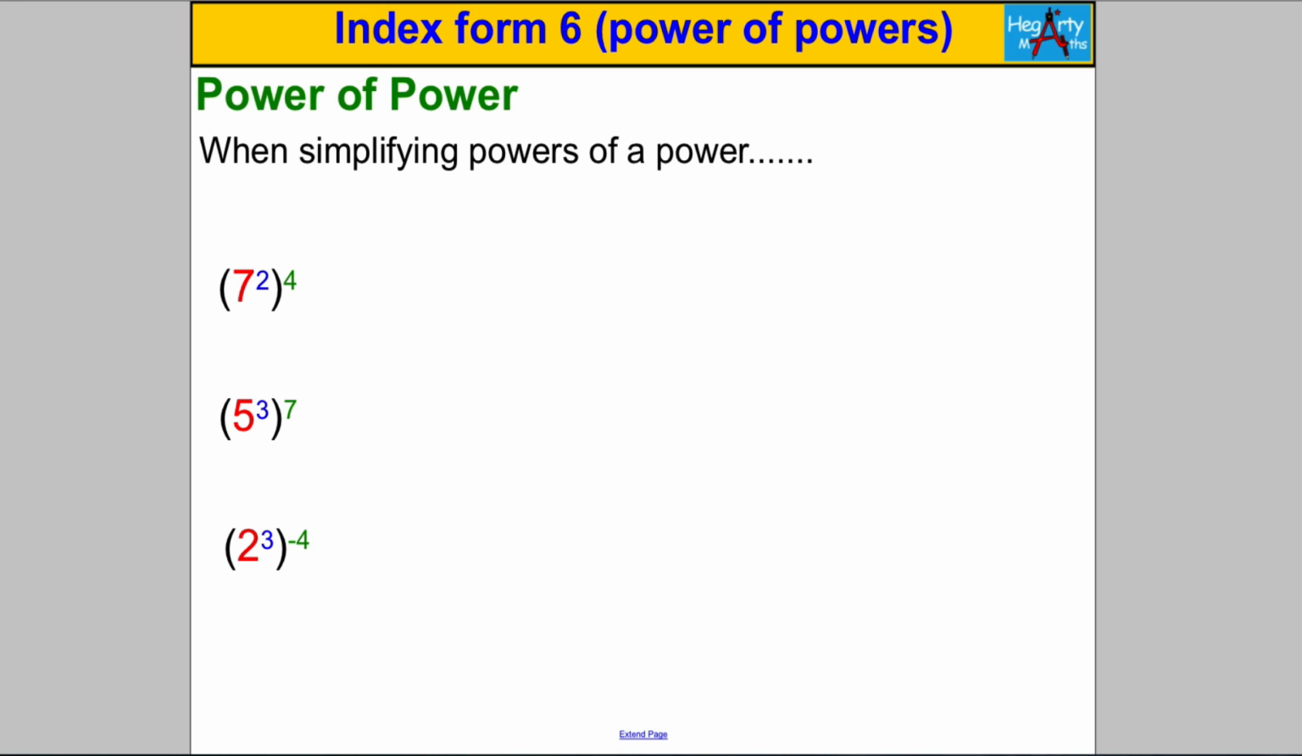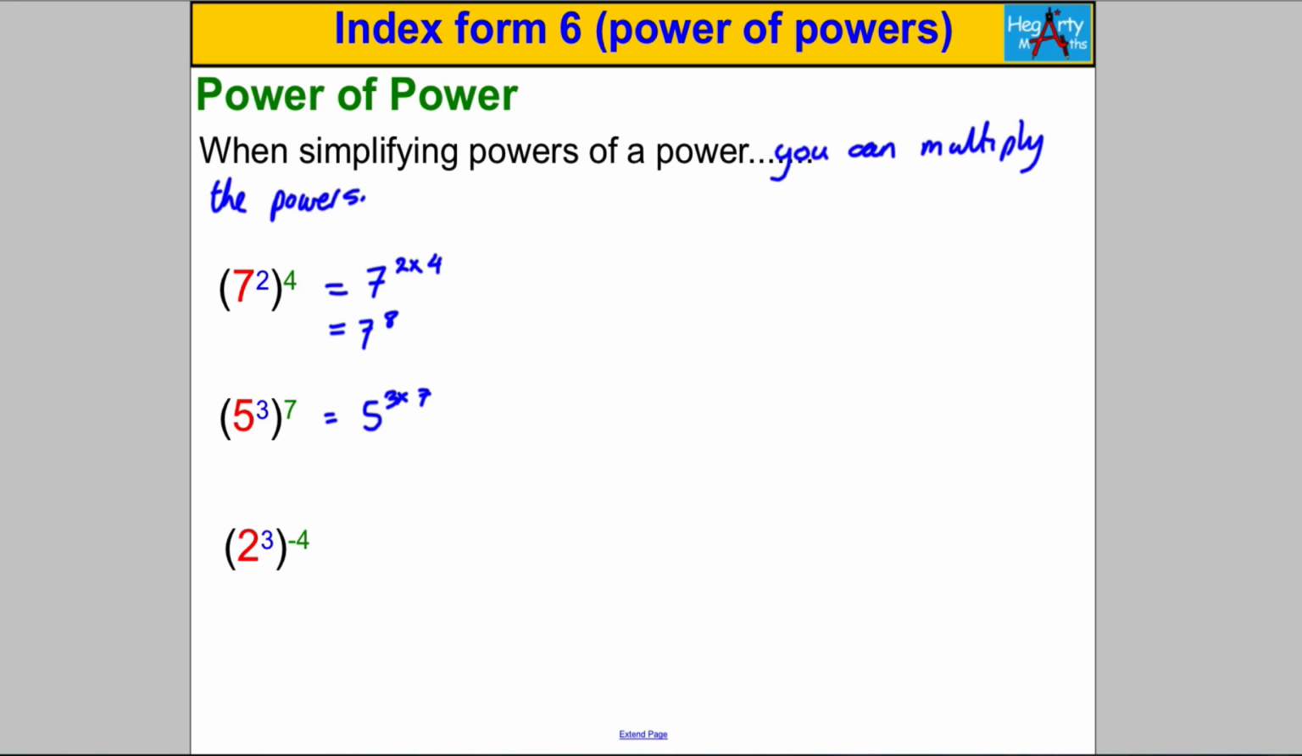When simplifying powers of a power, you can multiply the powers. Okay, so let me give you 3 examples here. 7 squared to the power of 4 would be 7 to the 2 multiplied by 4, which will be straight 7 to the power of 8. 5 cubed to the power of 7 would be 5 to the 3 multiplied by 7, which is going to be 5 to the 21.